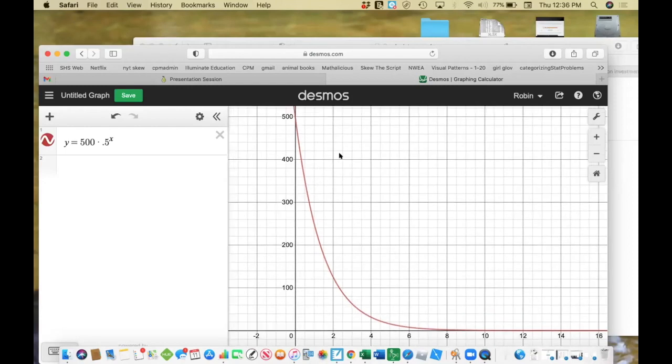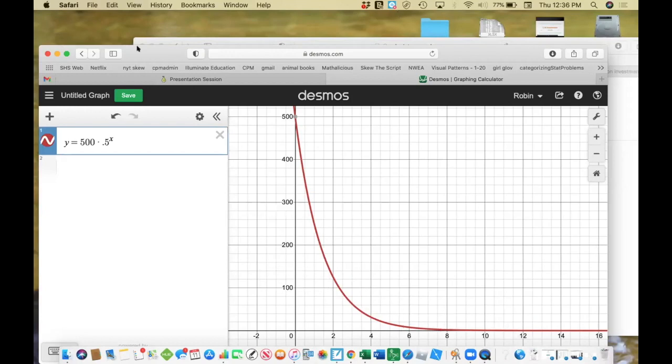Now I have a better graph, and I can see what's happening with my caffeine. It's starting here at 500, and then I can even trace along and say, okay, one hour, there's that 250 mark, right? And then 125, and then I keep going down and down and down.